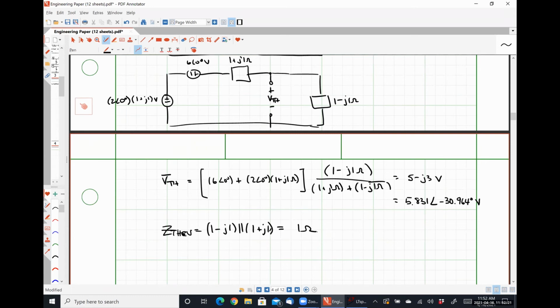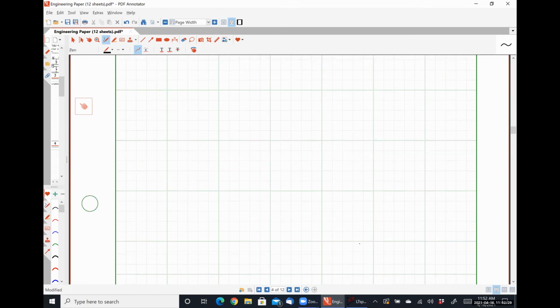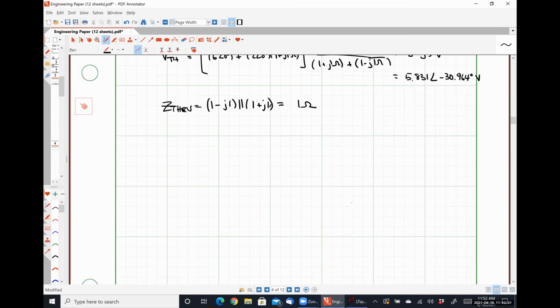So, now that I have my Thevenin equivalent circuit, what does that allow me to do? I can redraw everything, right? So that whole big ugly circuit that I started with is the exact same as this.